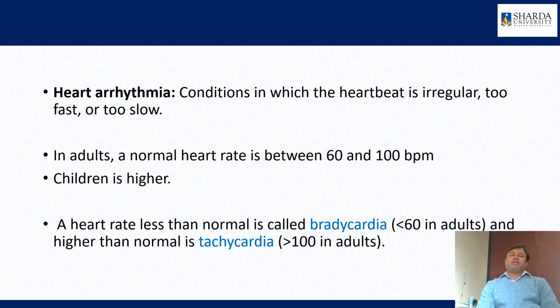Now come to the topic heart arrhythmia. Heart arrhythmia is a condition in which the heartbeat is irregular. It can be either too slow or too fast. In adults, the normal heart rate is between 60 to 100 beats per minute, and it is higher in children, small birds and small animals. A heart rate less than normal is called bradycardia. In adults, bradycardia is a heartbeat less than 60, while if it is greater than 100, it is called tachycardia.